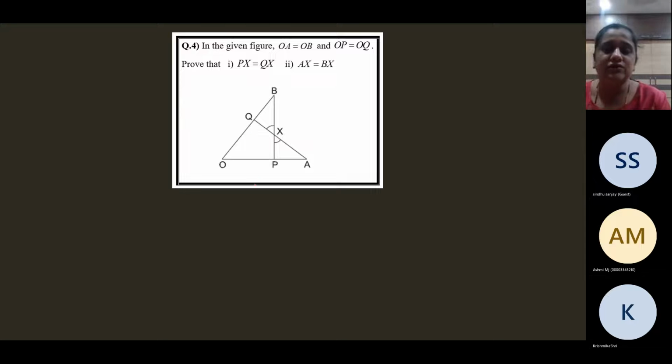So here in this figure, we are given that this line segment OA is equal to the line segment OB. And this line segment OP is equal to OQ. So what we have: look at the figure, OA is equal to OB.